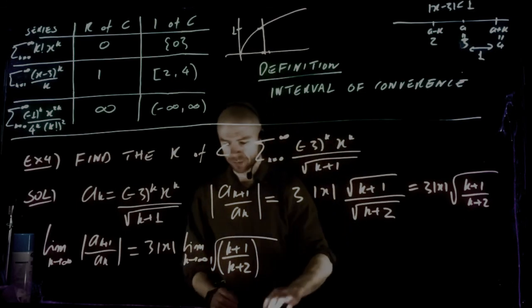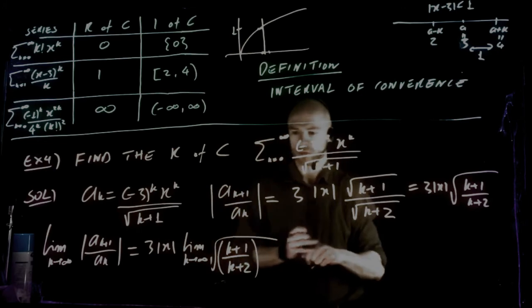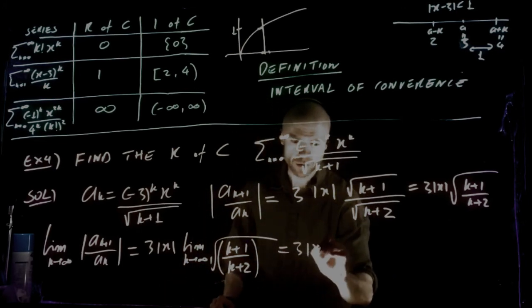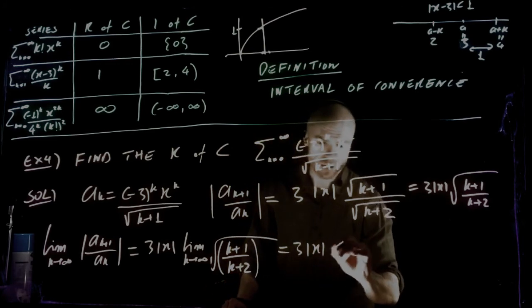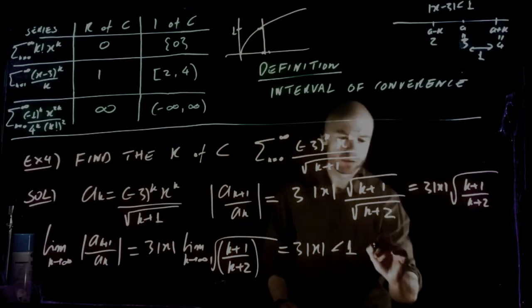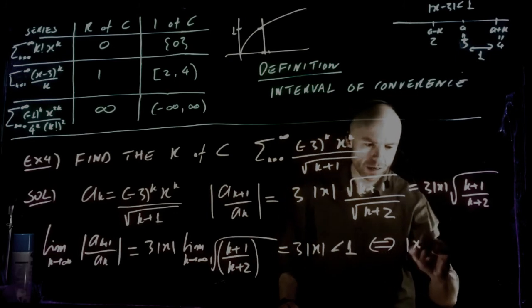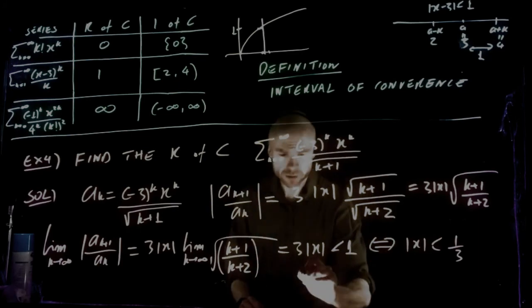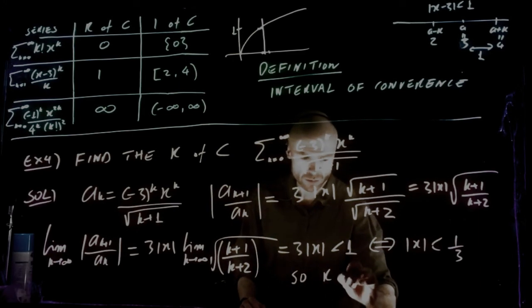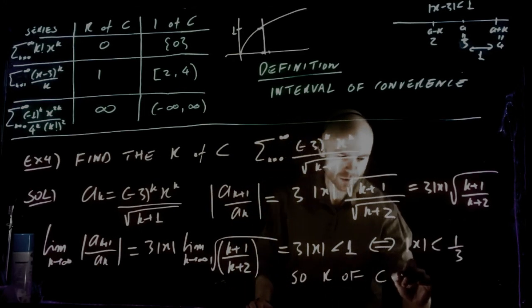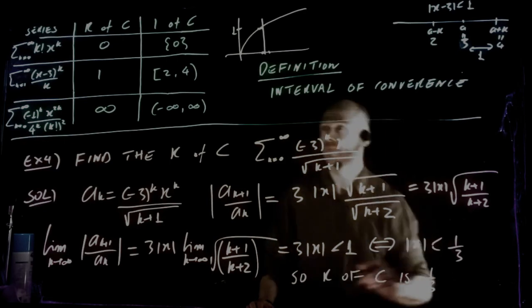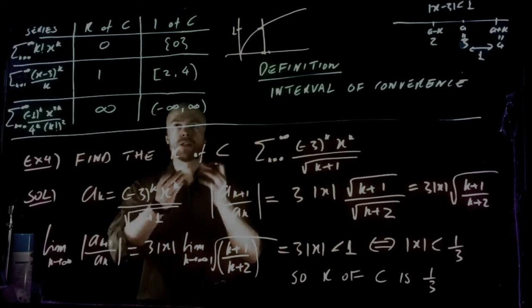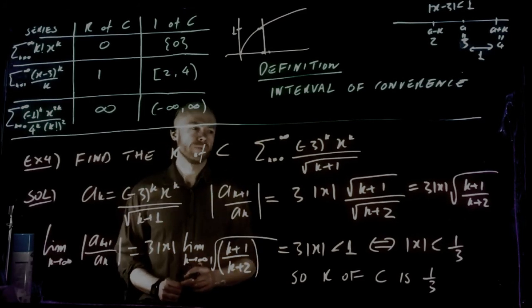Okay, so this thing just tends to 1. So all we have here is 3 mod x, and we need this to be less than 1. Okay, and that only happens if mod x is less than 1 over 3. So the radius of convergence is 1 over 3. Okay, and that's it, because they did ask just for the radius of convergence, right?